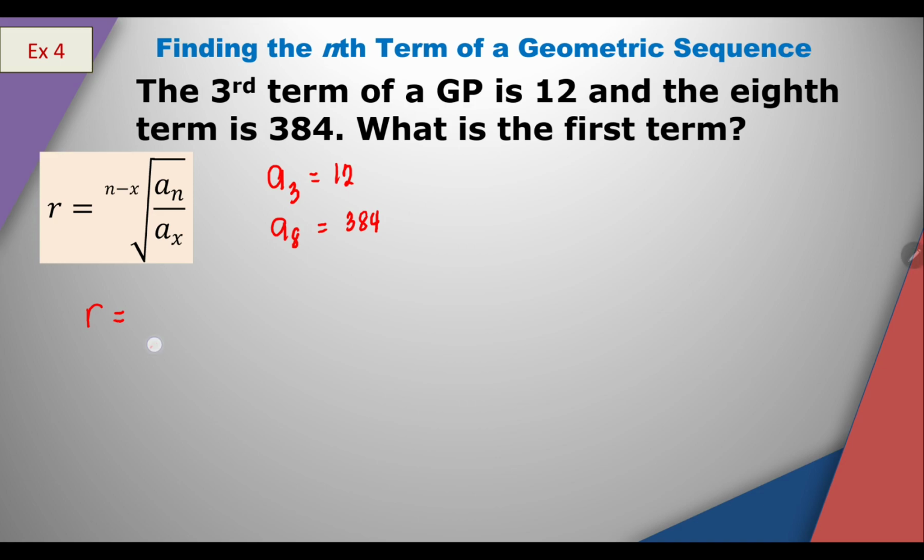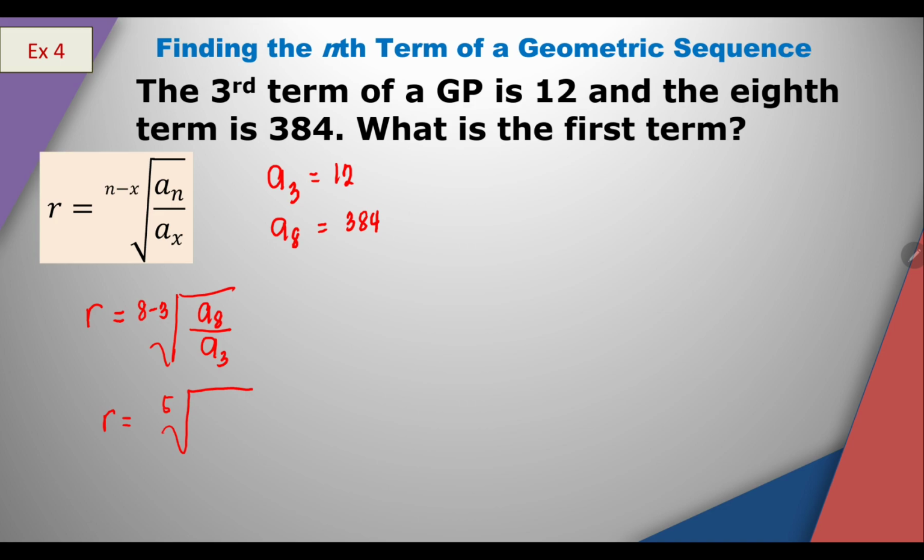And applying the formula, we then have a sub 8 divided by a sub 3. So our subscripts are 8 and 3. So that's what we are going to write here as the index, 8 minus 3. Performing 8 minus 3 is 5. So we're looking for a fifth root.